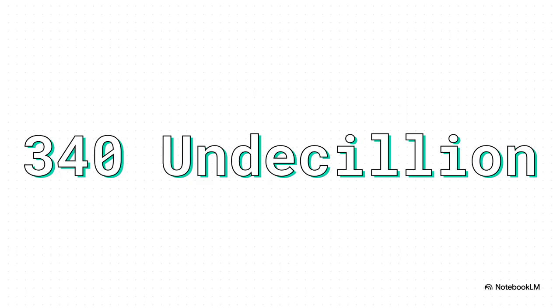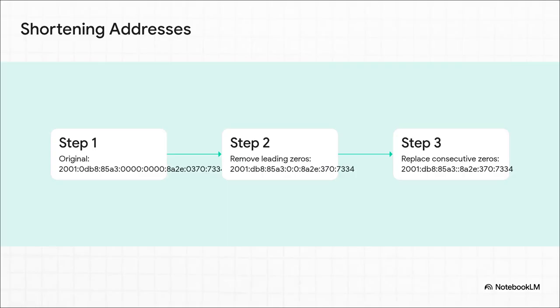It's mind-blowing. Now, looking at a 128-bit hexadecimal address might seem completely intimidating at first glance. It's huge, but we can actually shrink it down really elegantly. First, we strip away any leading zeros in a given group. Then, we find the longest string of consecutive zeros and replace that whole chunk with a double colon. Just like that, we compress this massive, complex string into something super clean and manageable for network administrators.